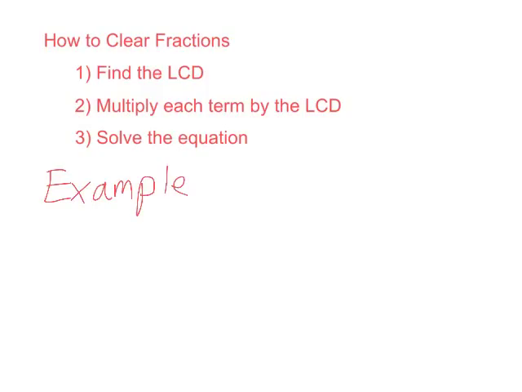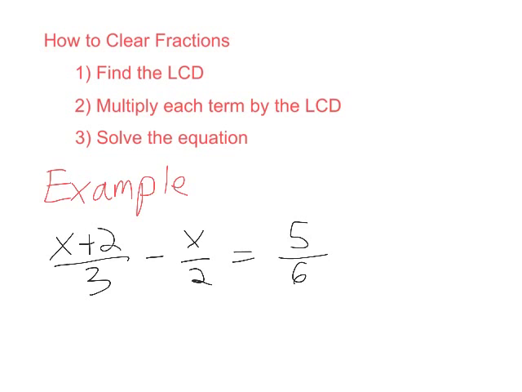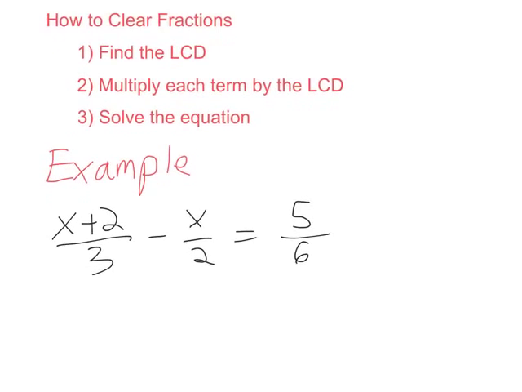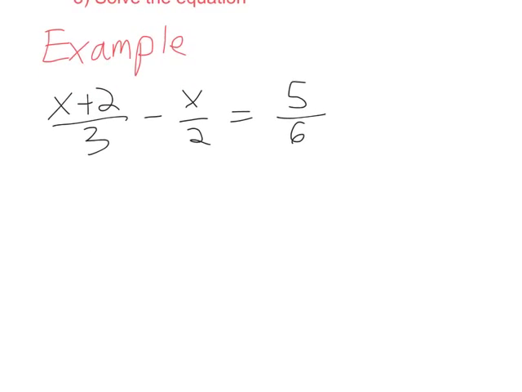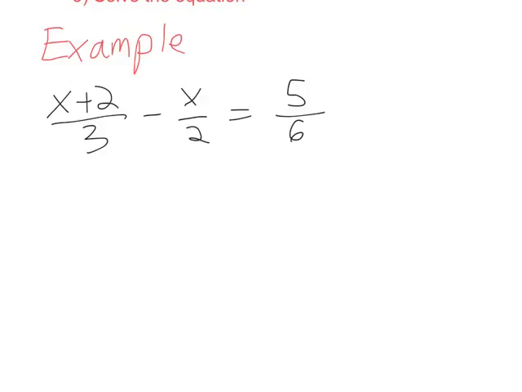All right, in this example, we're going to have (x + 2)/3 minus x/2 is equal to 5/6. So the first thing that you want to do is look at all of those denominators and find the least common denominator. Now, if you just find a regular common denominator, not necessarily the least, it will still work. You'll have a little bit of extra in your equation that you will have to reduce at the end, but it's okay.